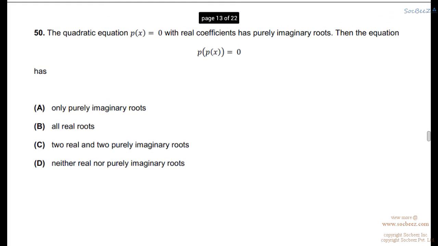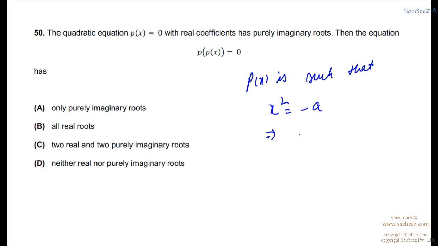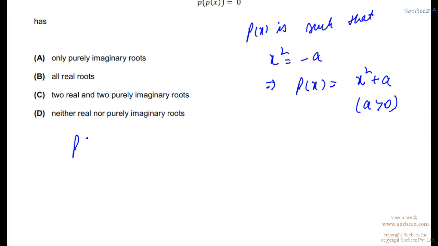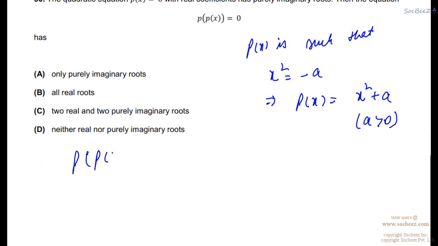Okay. So here, since the quadratic equation p(x) with real coefficients has purely imaginary roots, we can see that p(x) is such that x square is minus a. This gives us p(x) equals x square plus a. This is the case, and a is greater than 0, since if a is smaller than 0, then the roots will become real for p(x). So this is the expression for p(x). Now, for the roots of p(p(x)), writing p(p(x)), this will be (x square plus a) whole square plus a.